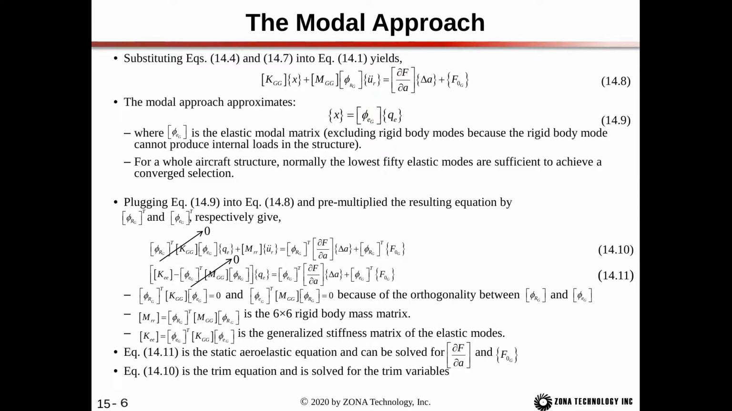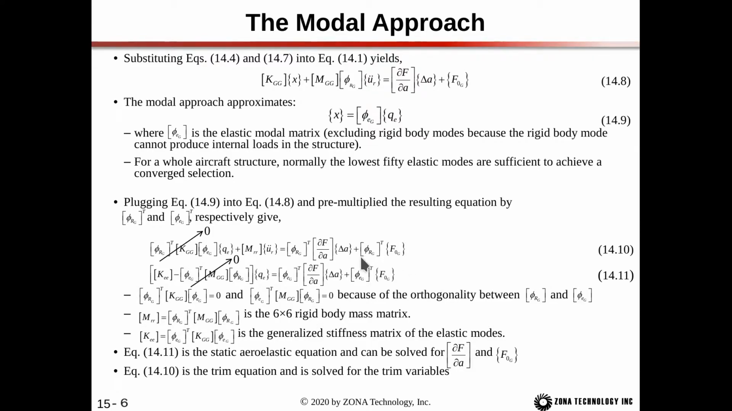Now, plugging equation 14.9 into 14.8 and pre-multiplying the resulting equation by phi rg transpose and phi eg transpose respectively gives equation 14.10. So the phi rg transpose times Kgg times phi eg equals 0 because of the orthogonality of the rigid body and elastic modes. And then we have Mrr times u double dot r equals phi rg transpose times partial f partial a times delta a plus phi rg transpose times F naught g.